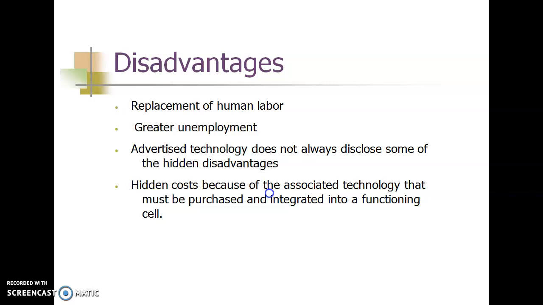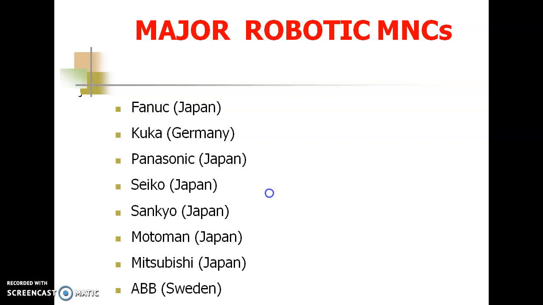So what are the various robotic industries worldwide, the major robotic industries worldwide? Nowadays, the major role in robotics is played by the Japanese. The Japanese industries like Fanuc, Panasonic, Seiko, Sankyo, Motoman, Mitsubishi, all these industries are in Japan. The other industries like KUKA is from Germany, ABB is from Sweden, and some industries are from the US also. So these are all major robotic industries worldwide.